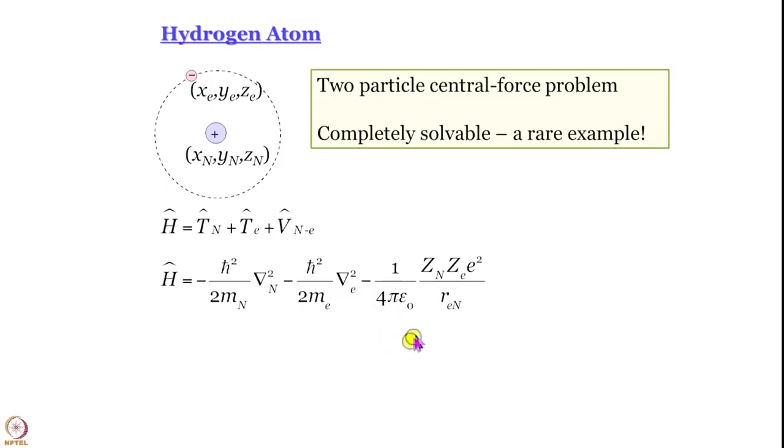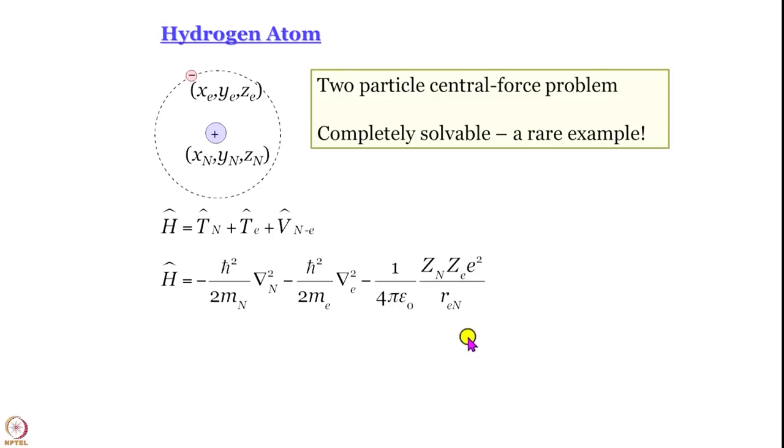Minus, well, we do not always do this because it is just a constant, but to keep it in SI units, and we are following Atkins convention here, minus 1 by 4 pi epsilon 0 Zn Zd e square by Ren. Okay? What is Zn? Zn is this capital Z, remember this is not this small z here.